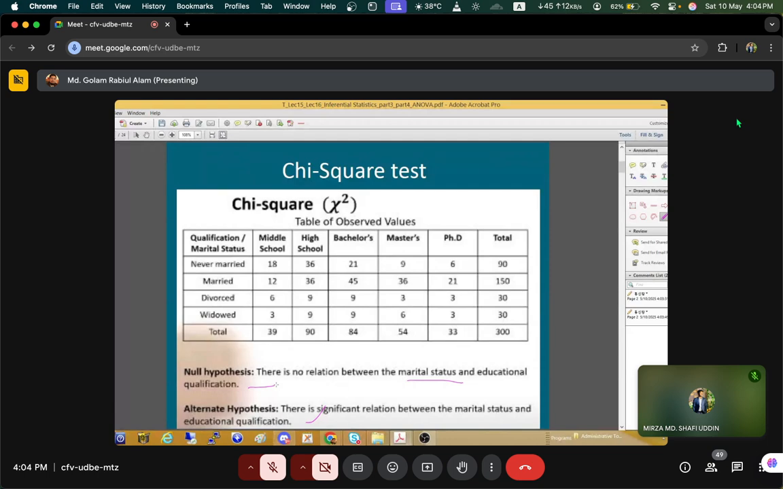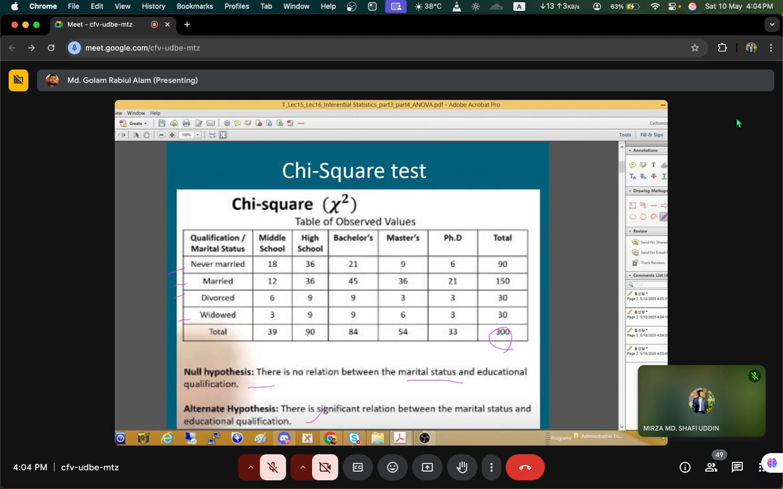For that, we have collected data of different levels of students and their marital status. We collected data from 300 students of different levels: middle school, high school, bachelor, master, PhD. The marital status is never married, married, divorced, widow. These are the collected data.